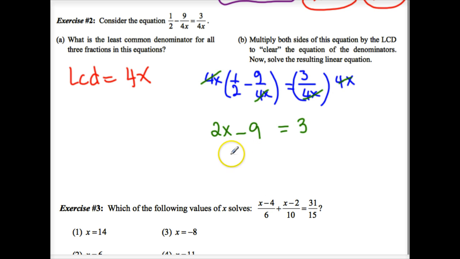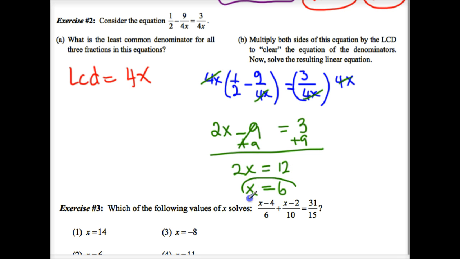Now look at this. This is a simple two-step equation. Add 9 on both sides. 2x is equal to 12. Divide both sides by 2. X is equal to 6. And that's it.